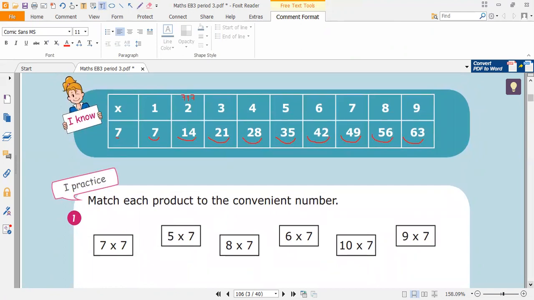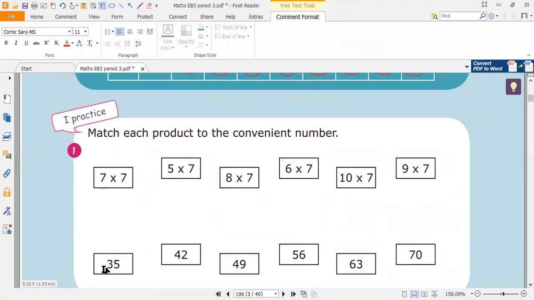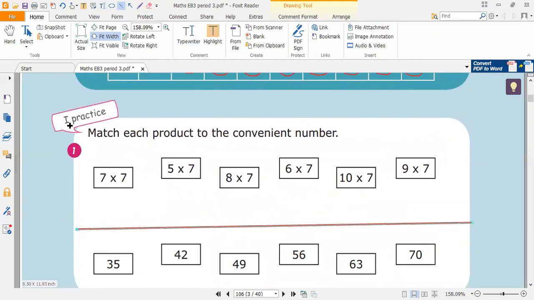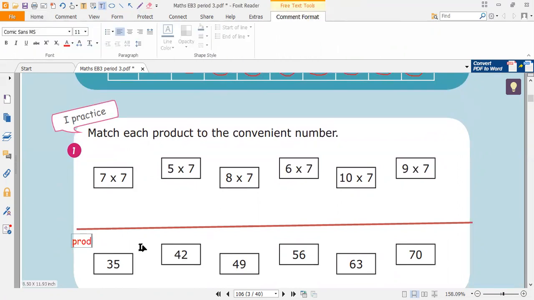Now let's do exercise 1. Match each product to the convenient number. So here the answer of multiplication by 7 is the product. So here the product, I'm going to make a row. Look at this. Here the product. The product means the answer of the times table, or the multiple. And here the factors. All these numbers are factors, and then these numbers are products.